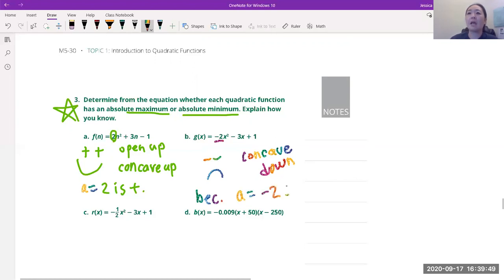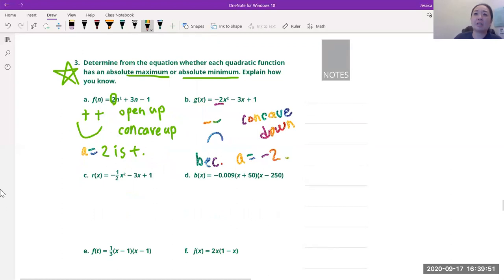Right here, I'm just going to do it quickly. So this is going to be concave down. And if you did not do this already, you better pause this, do it, and then check. Don't just mindlessly watch this for no reason. You've got to process this. Concave down because a is equal to -1/2.